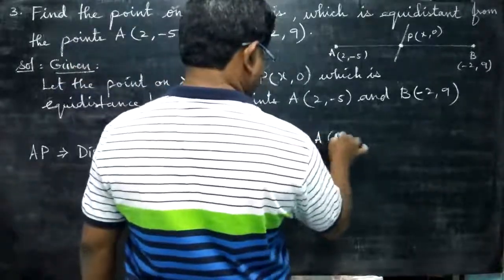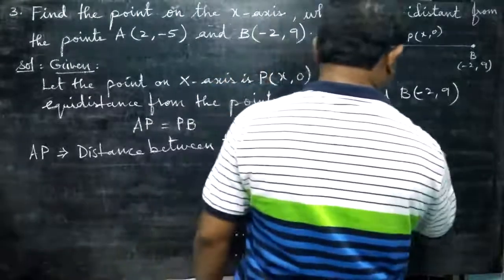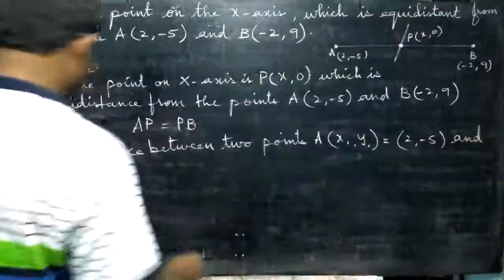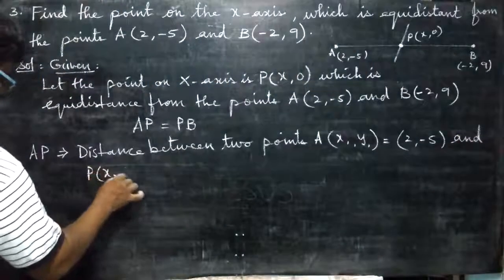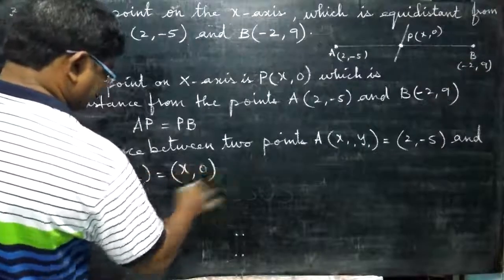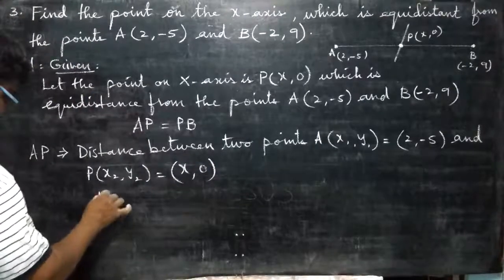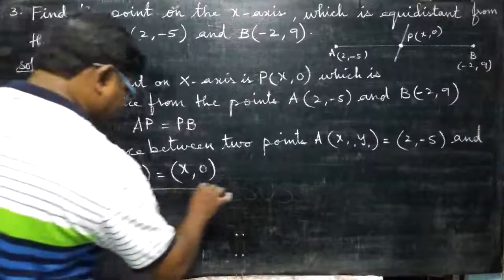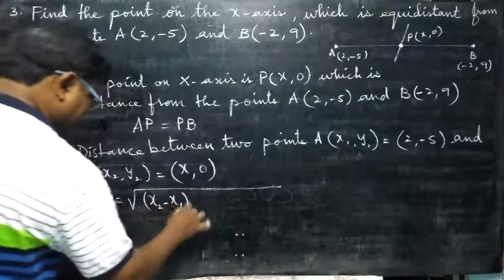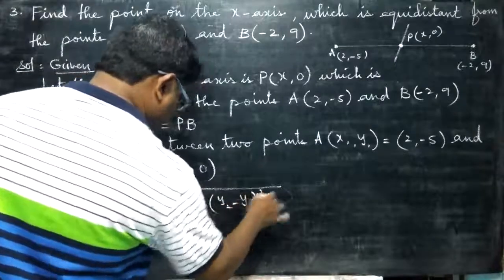Think of A as (x1, y1). How much? (2, -5). And P you think as (x2, y2), that is (x, 0). Now the formula: AP is equal to the square root of (x2 minus x1) whole square plus (y2 minus y1) whole square.